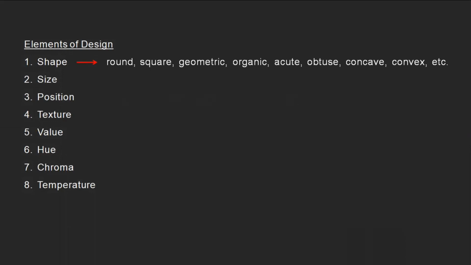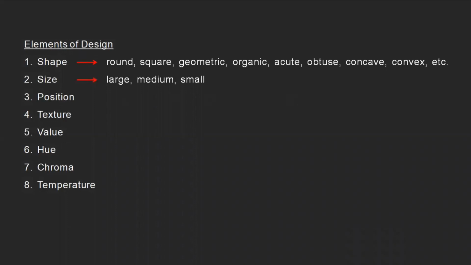If I'm thinking about size, pretty simple, right? There's large, medium, or small. And remember that all of these things are relative. So if you're looking at a very large painting, well, every shape in that painting might be large in relation to you, but in relation to each other, there's going to be variances between large and small.